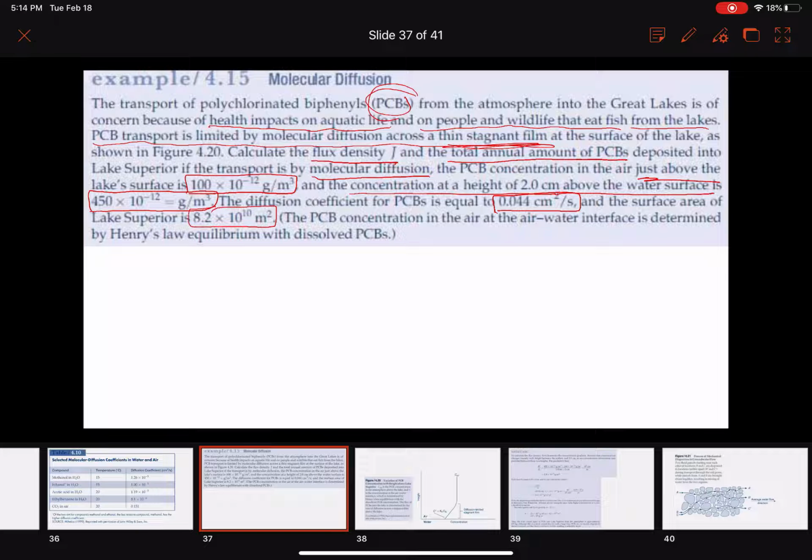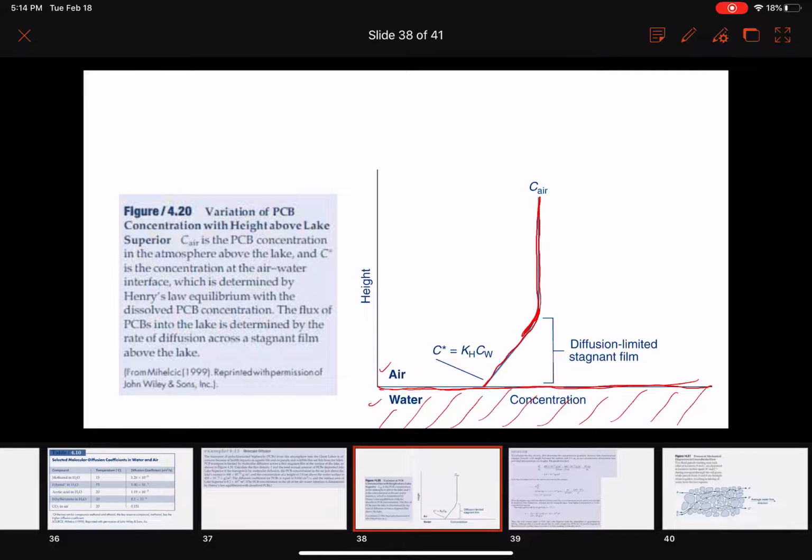Of course, the PCB concentration in the air at the air-water interface is determined by Henry's law constant, because here, between the interface, it's Henry's law constant. That's why you should do it as KH is equal to C air over C water. And of course, we have to take the Henry's law constant of this diffusion limited stagnant film.